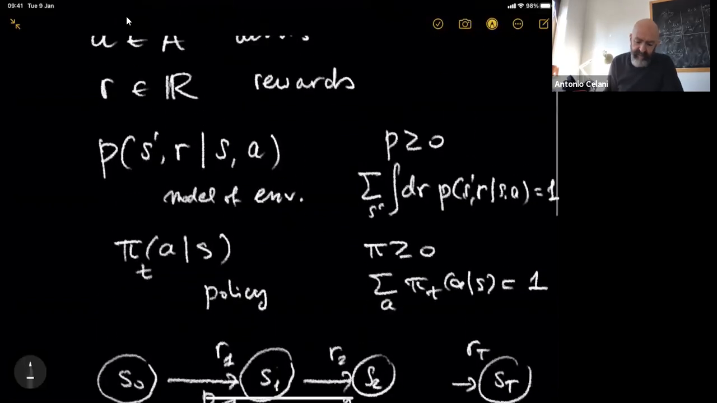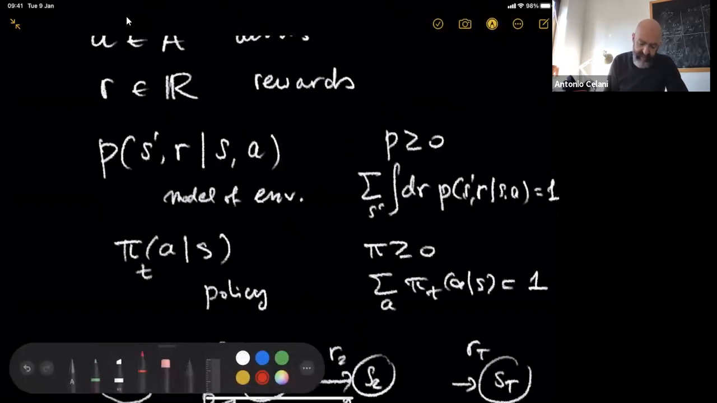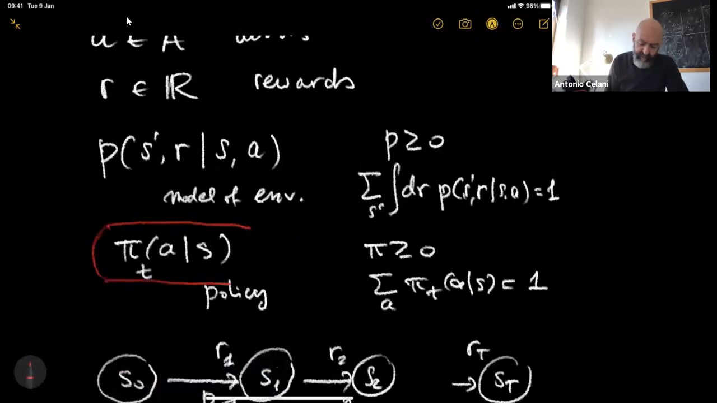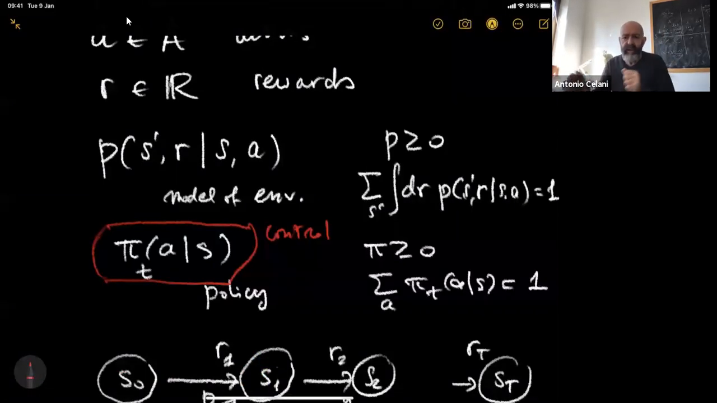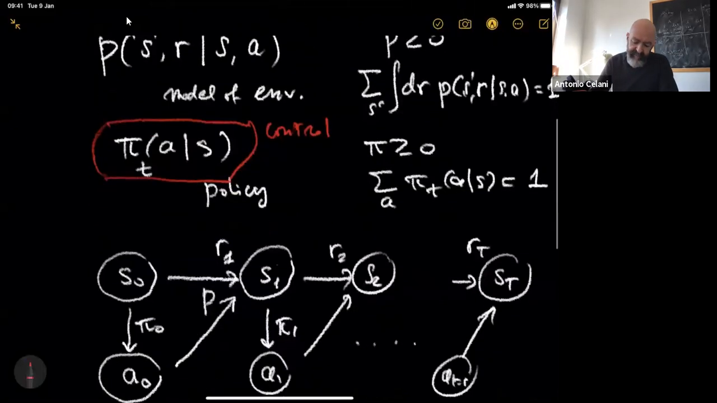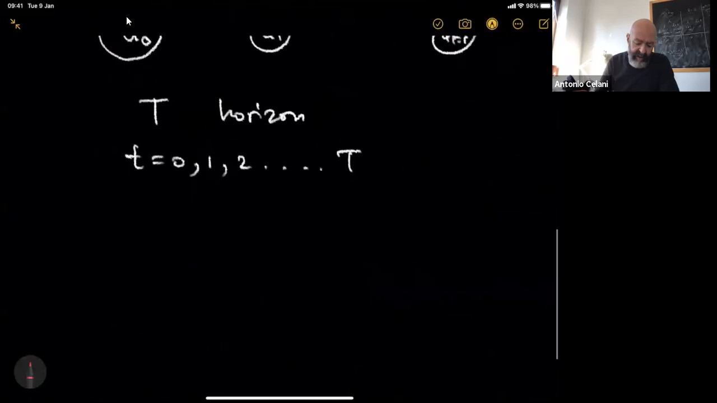Like I said yesterday, the control, the handle that you have on such a system is through the policy, just this object here. And this is the controllable part. On the other hand, this part here is not controllable. So there's no way the agent can move its handles in order to modify this transition probability P. The only thing we can do is properly select the actions to take at every time step in order to obtain a result.